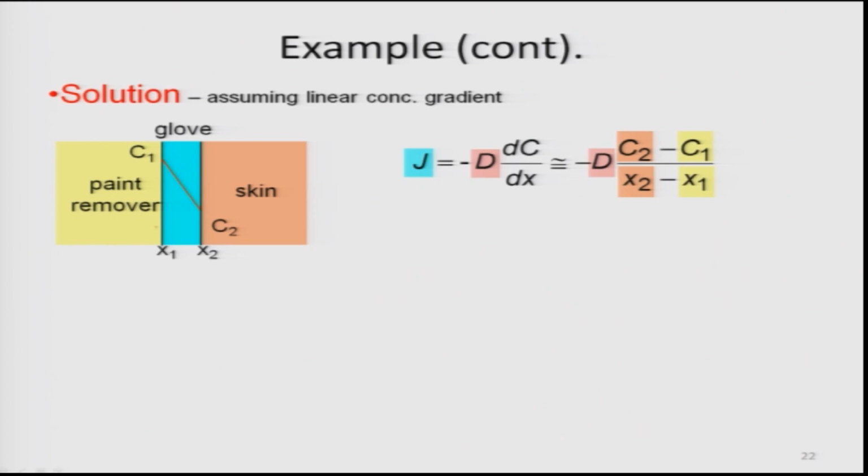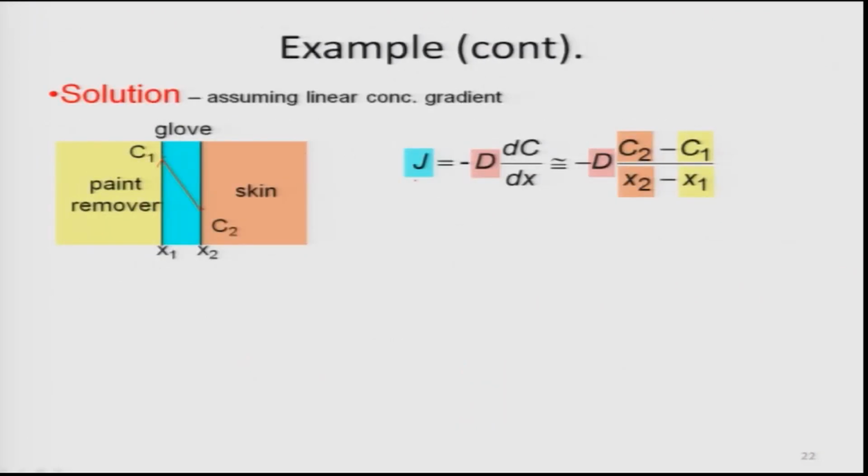Now, we can devise the problem in a simple way. Suppose this is your paint remover, that is why C1 is there, and this is your glove, which is a definite thickness, 0.04 centimeter, and this is C2. C2 is the concentration in the skin, because C2 is the level in the skin which will not create any irritation or any kind of infection. So, that is 0.02 gram per centimeter cube.